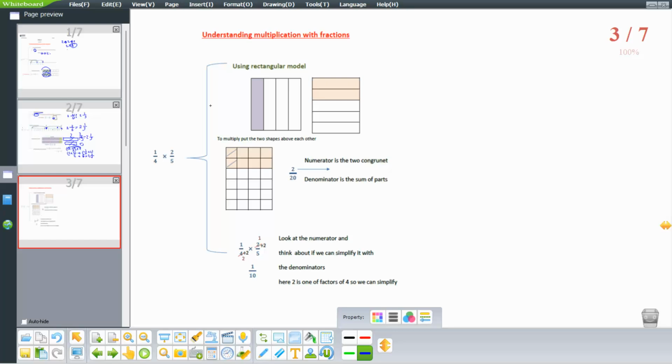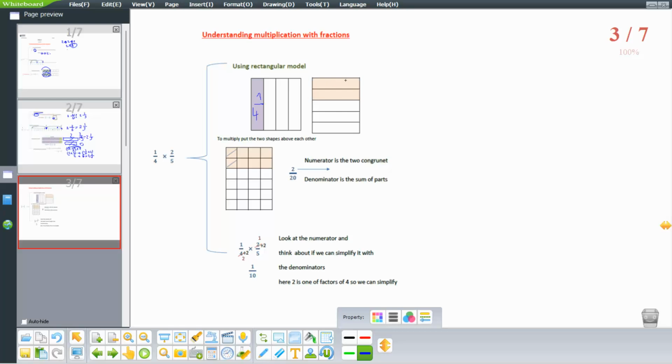Okay, understanding multiplication with fractions. We have 1 over 4 times 2 over 5. Let's draw using the rectangular model. We have here 1 over 4. This represents 1 over 4.